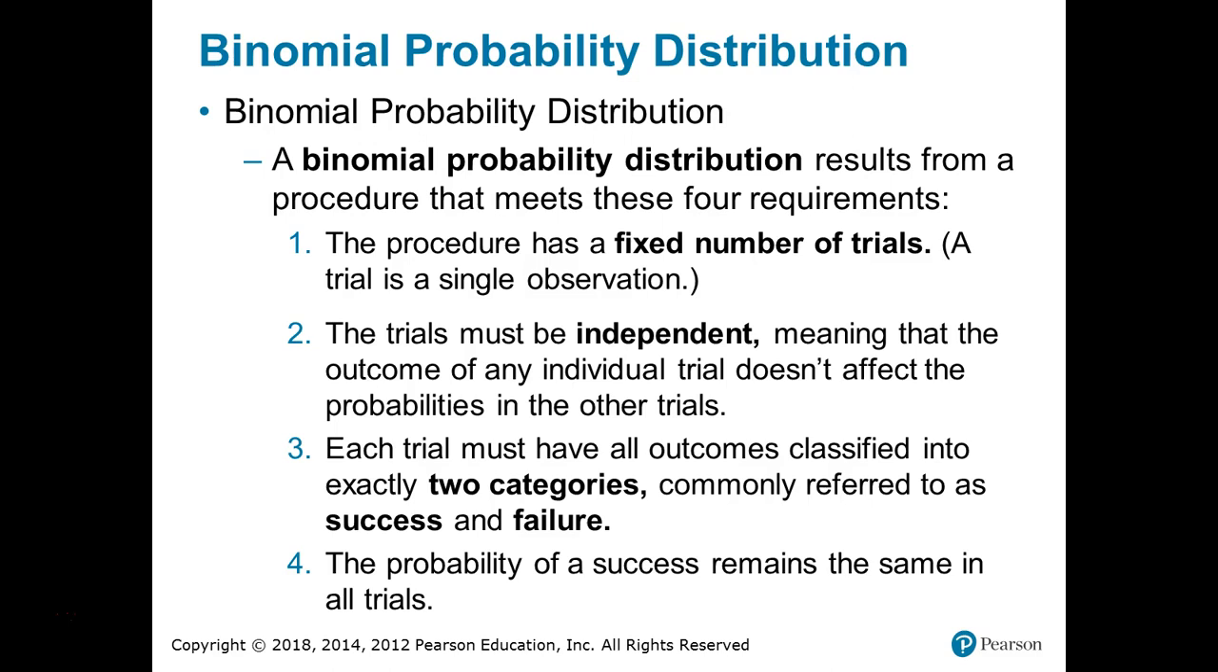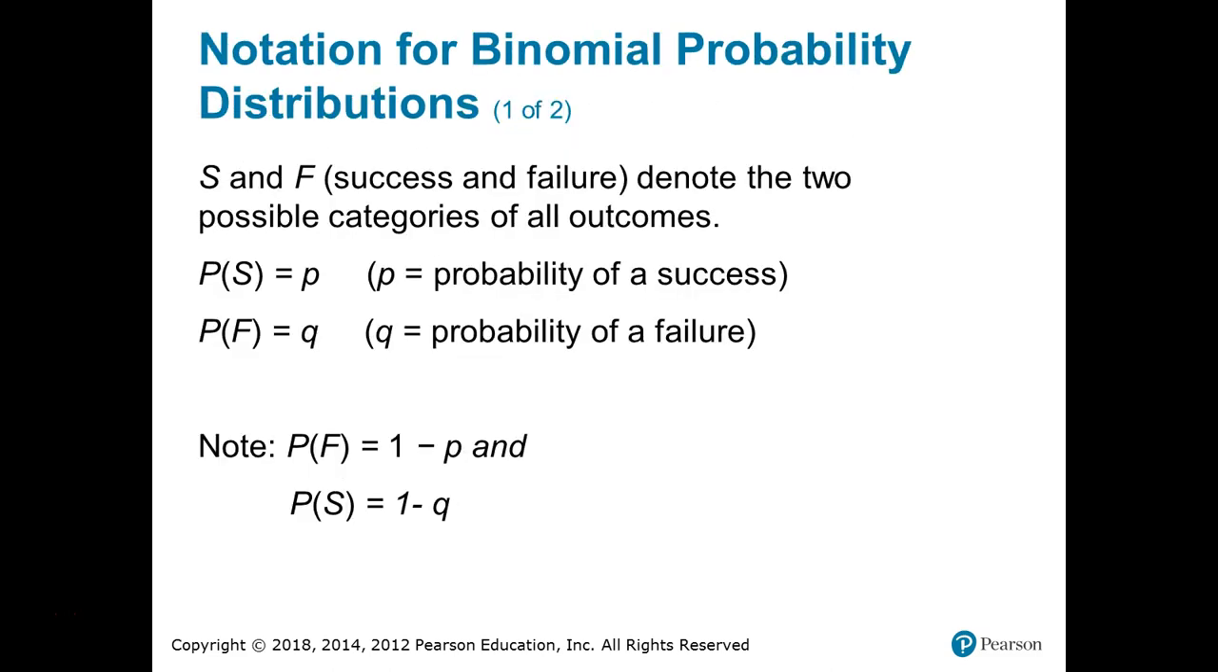Number three, and this is really the important one that makes it different from a lot of other requirements: each trial must have all outcomes classified into exactly two categories, success or fail. Yes, no, right, wrong. There cannot be different outcomes other than those two. So if you flip two coins and you want to know how many heads you have, that's not binomial, because that would have three categories of outcomes: either no heads, two heads, or one head. So this needs to be exactly two categories for all of its outcomes. And then four, the probability of a success remains the same in all trials.